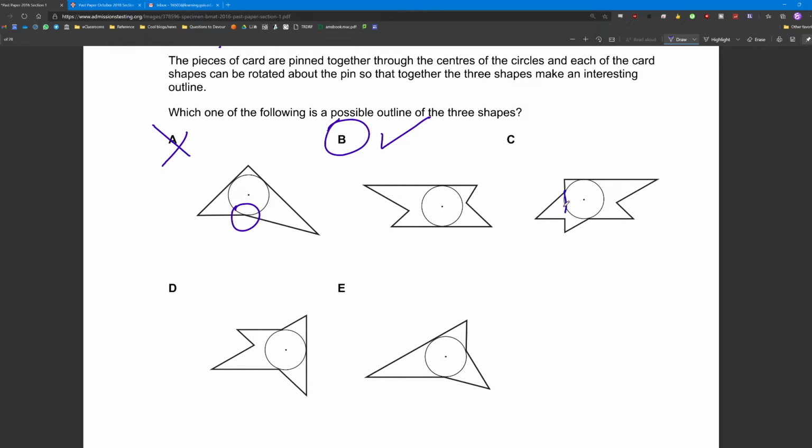This one won't work. You have it cutting into the circle. D won't work because you have it cutting into the circle, even though that is a tangent line. And E won't work because you have it cutting into the circle too. So even though it doesn't look like on the drawing this is a straight line, mathematically speaking, it's impossible to have a joint like this where both lines do not cut into the circle and invalidate the shape. So B is the only possible outline.